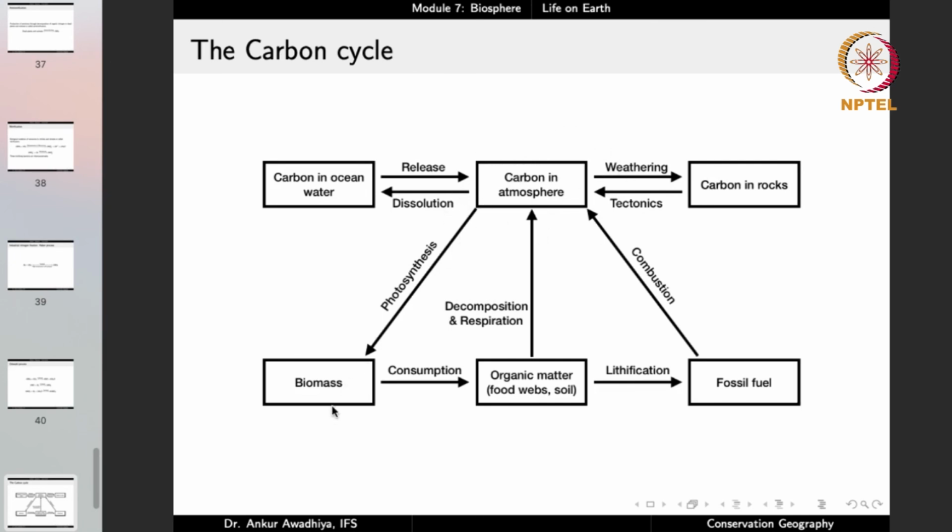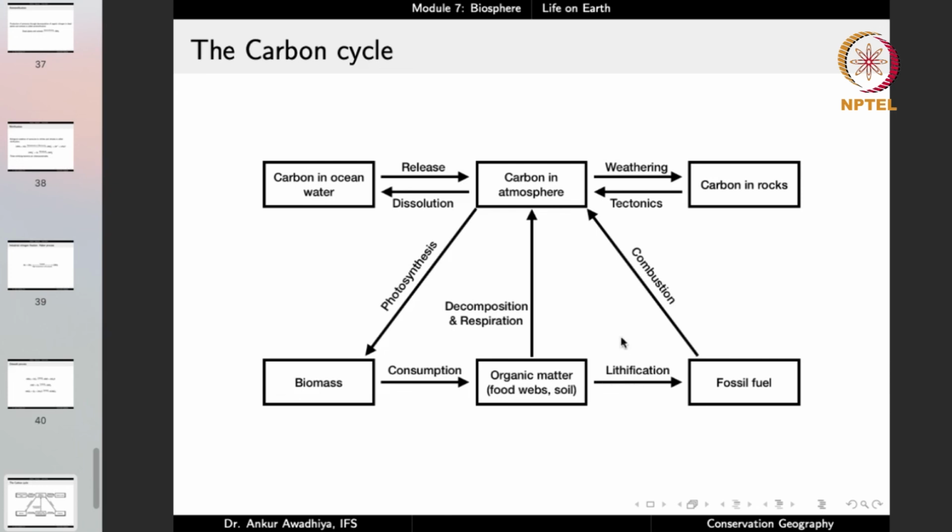Carbon in the atmosphere can be taken up by plants through the process of photosynthesis to create biomass, which will then be consumed by different organisms, become part of organic matter in different food webs and soil, and upon decomposition and respiration, it will be released back into the atmosphere. Or this organic matter can become a part of fossil fuels through the process of lithification.